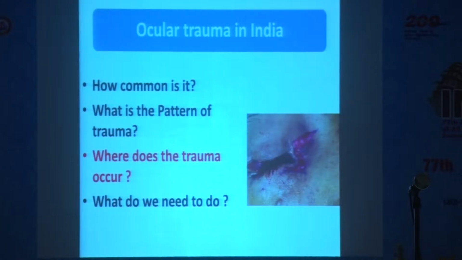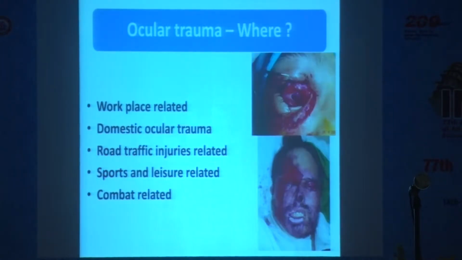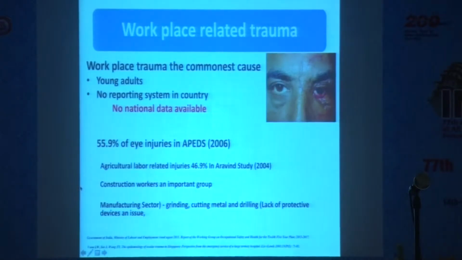Now, where is the trauma occurring and what can we do about that? We have workplace-related trauma, domestic ocular trauma, road traffic trauma, sports and leisure-related, and combat-related. So what about the workplace-related trauma? Again, no national data is available, no reporting system exists, but we know that it is most common in young adults, and that is why the preponderance in young people. It constituted 56% of the eye injuries in the Andhra Pradesh study, and in the urban study, 46.9% were agricultural labor related.